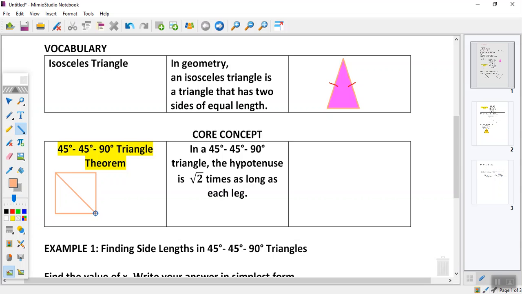A 45, 45, 90 triangle is simply half of a what? It's half of a square. Okay. And the idea then is this. I would say that down here would be a 90-degree angle, right here like so. What has to be true about the two legs then in this bottom triangle?